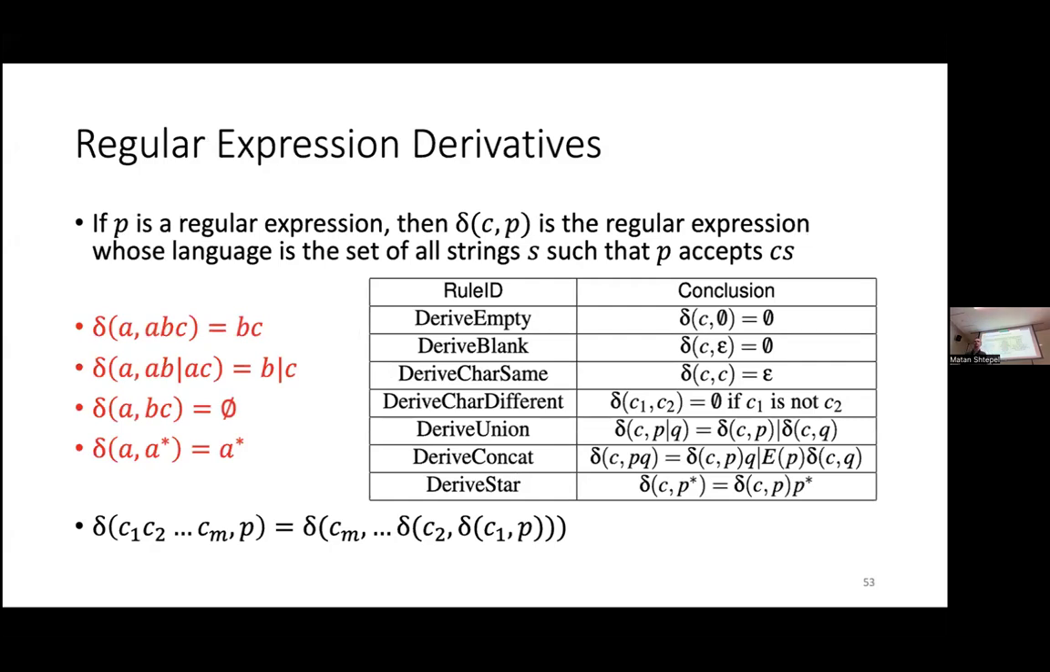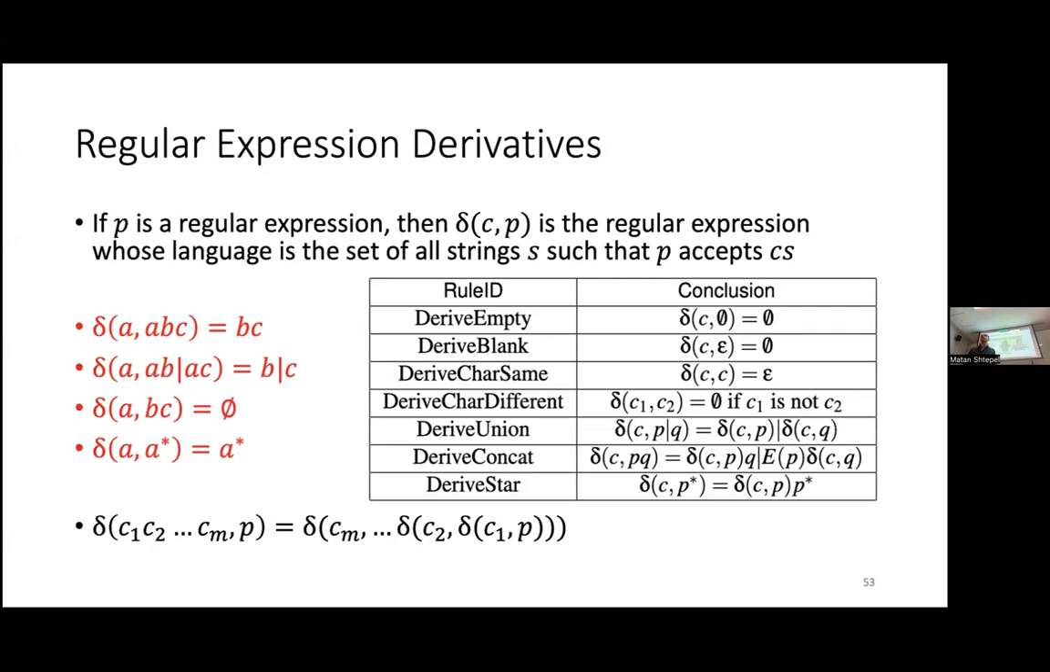If P is a regular expression and C is a character, then the derivative of P with respect to C, written like this, is the regular expression whose language is the set of all strings S such that P accepts CS. For instance, the derivative of ABC with respect to A is BC. The derivative of AB or AC with respect to A is B or C. The derivative of BC with respect to A is the empty set.